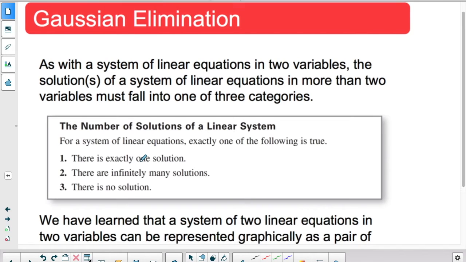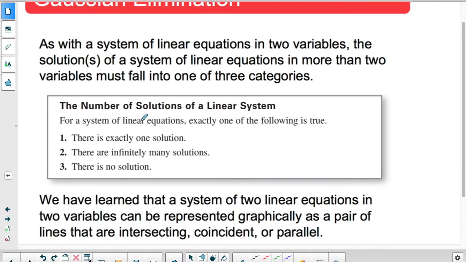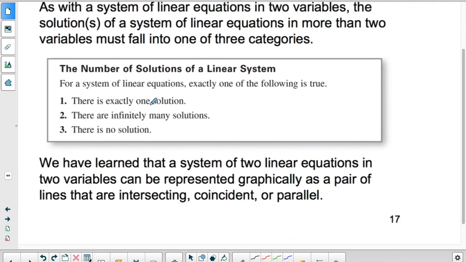Now with a system of linear equations in 2 variables, the solution of a system of linear equations of more than 2 variables must fall in one of 3 categories. There exists exactly one, there exist infinitely many, or there's no solution.